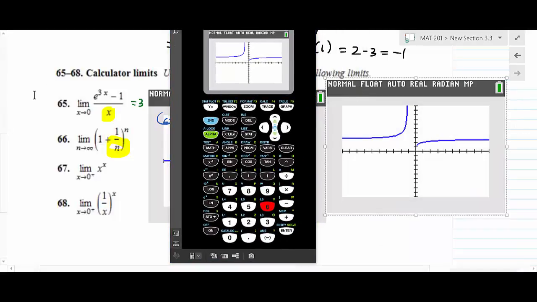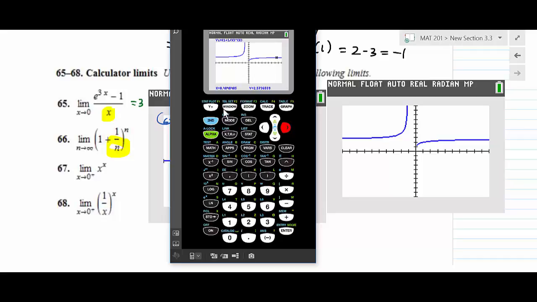We're interested as n goes to infinity, so let's go with some pretty big numbers. Let's go Trace at 6, for instance. We're at about 2.5. Now I'm just going to keep going out with my right arrow key, and that thing's getting a little bit bigger as I go. It looks like it's leveling off, but it's going somewhere.